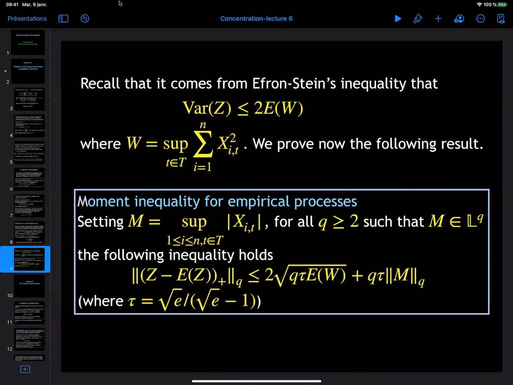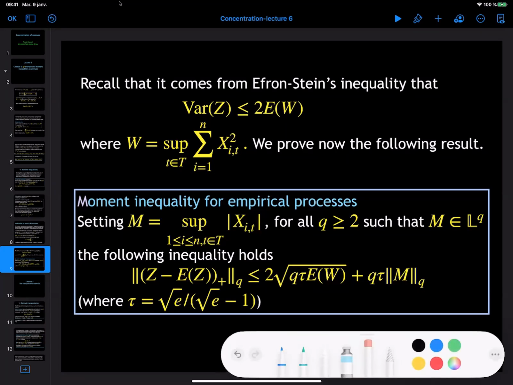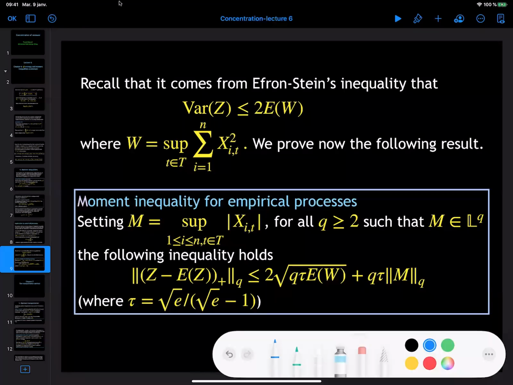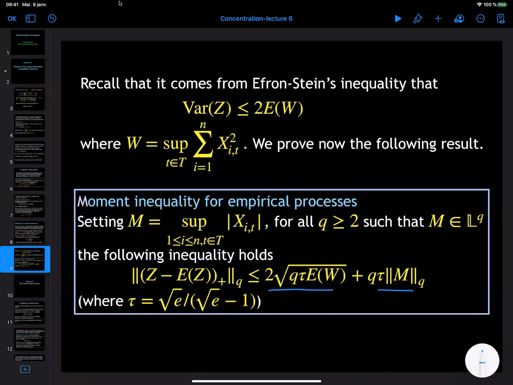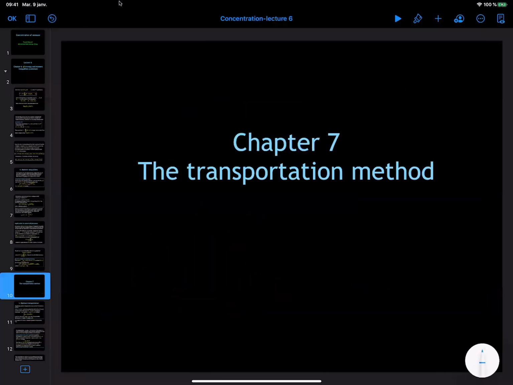So you see two terms appear, this one and this one. Okay, it's a good time to make a coffee break, because after that we shall pass to another topic, which is the topic of the transportation method. So we stop for a 5-minute break and come back after that.